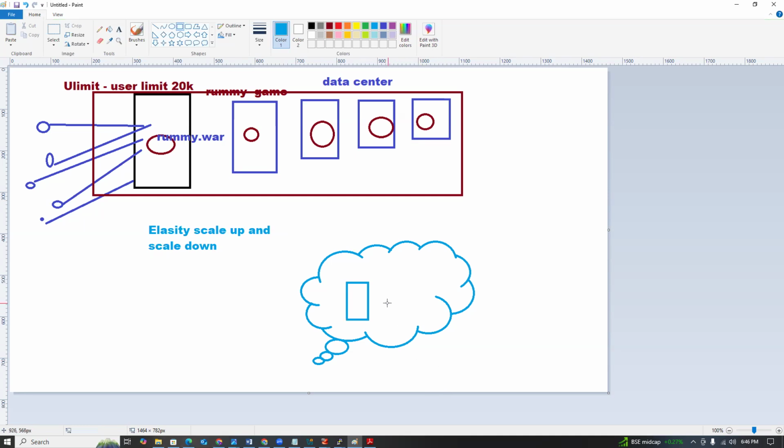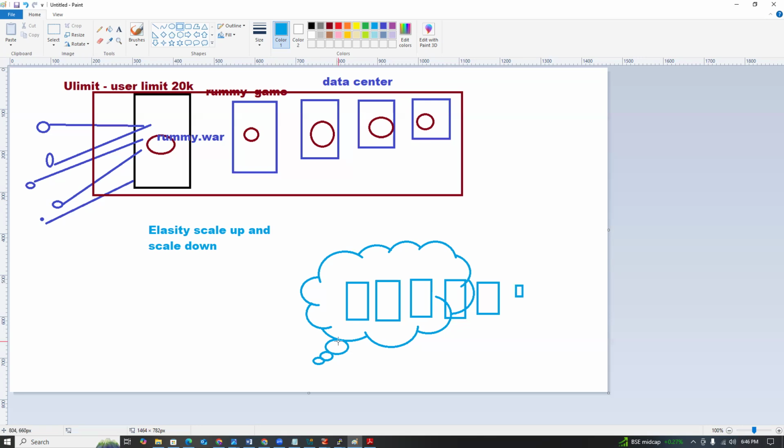If you configure auto scaling, if 20,001 people join, it will automatically spin up another server. If 40,000 join, it automatically spins up another server. If 60,000, 80,000, 1 lakh. So if people are decreasing, it automatically scales up and scales down.